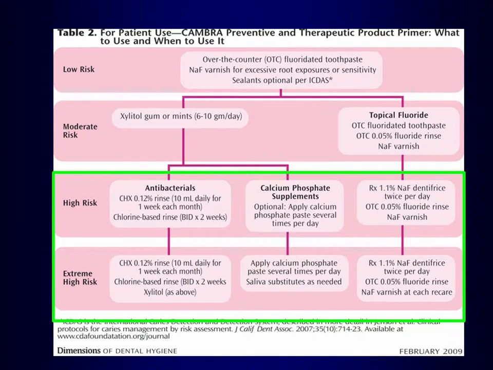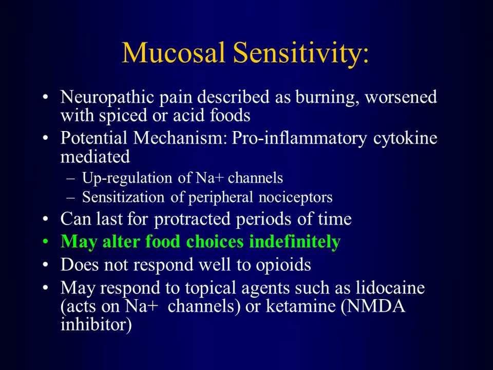So our patients who have xerostomia or hyposalivation are at high risk for dental caries and must be treated accordingly, which means that you need to make sure that they are using their fluoride, that they're brushing, they're flossing, and many dentists will also use antibacterial agents like chlorhexidine and calcium phosphate supplements to coat the teeth to try and improve remineralization.